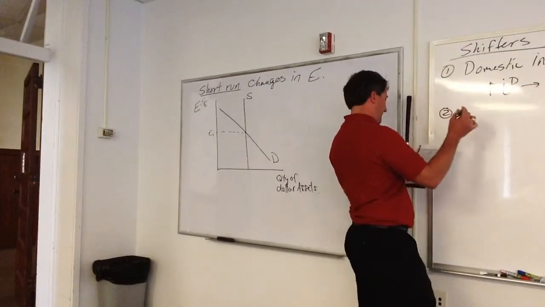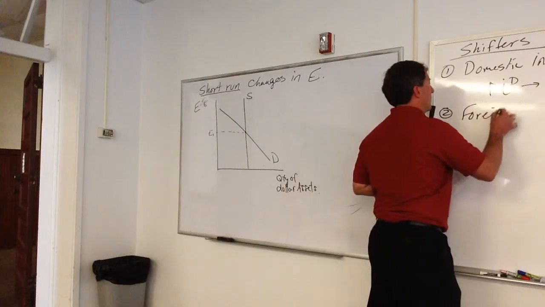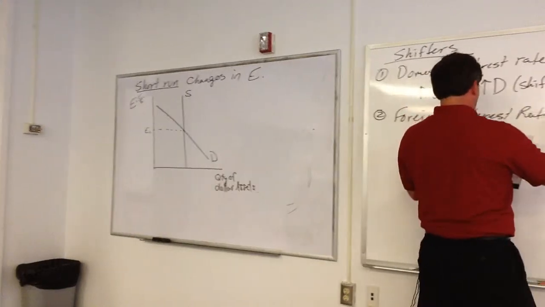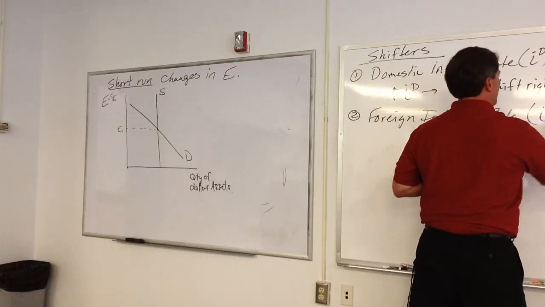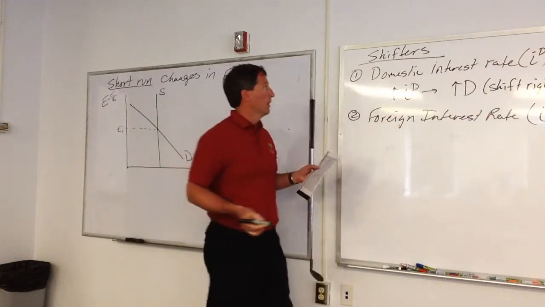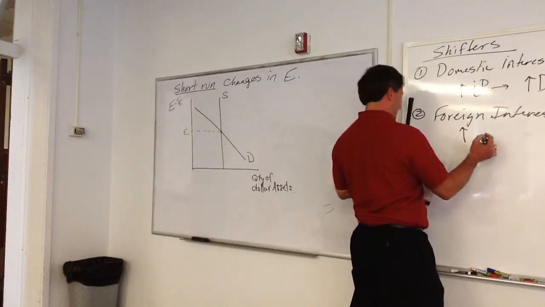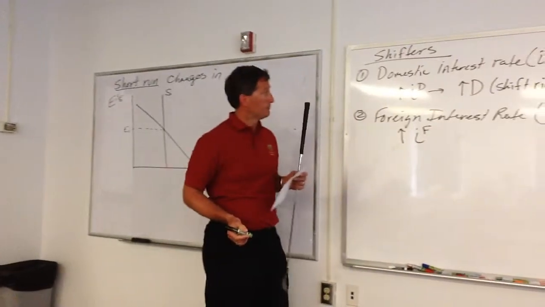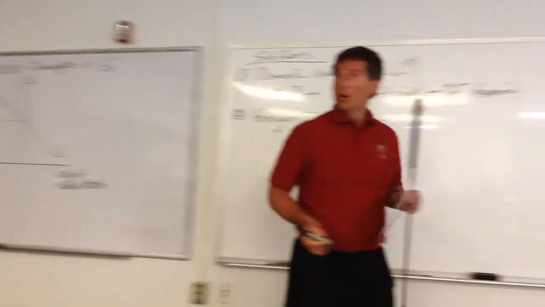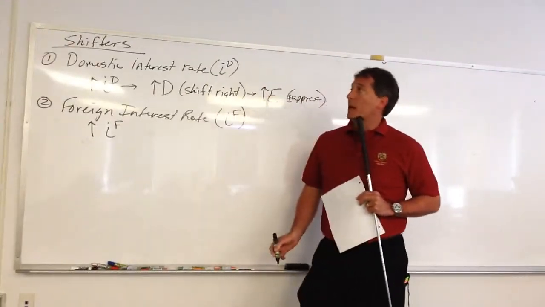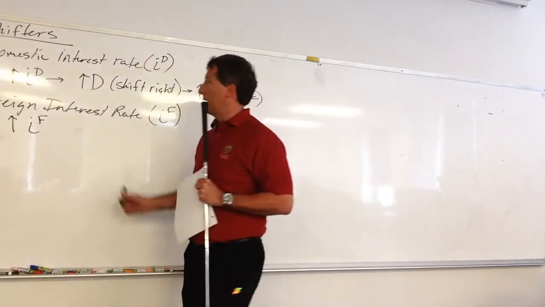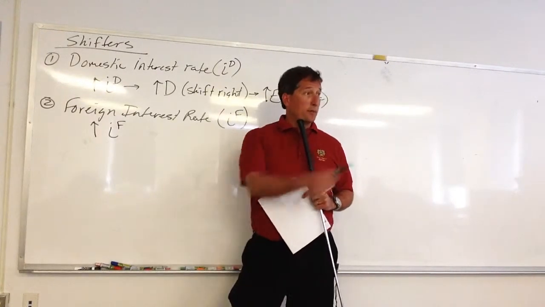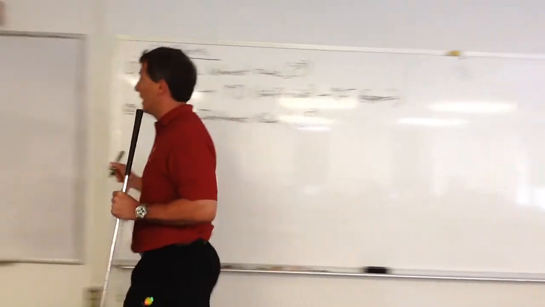Okay, number 2, foreign interest rate, which we're going to use I superscript F. If there's an increase in the foreign interest rate, so now maybe German financial assets seem to be growing. What's going to happen, Jesse? Demand goes down. So the opposite direction.